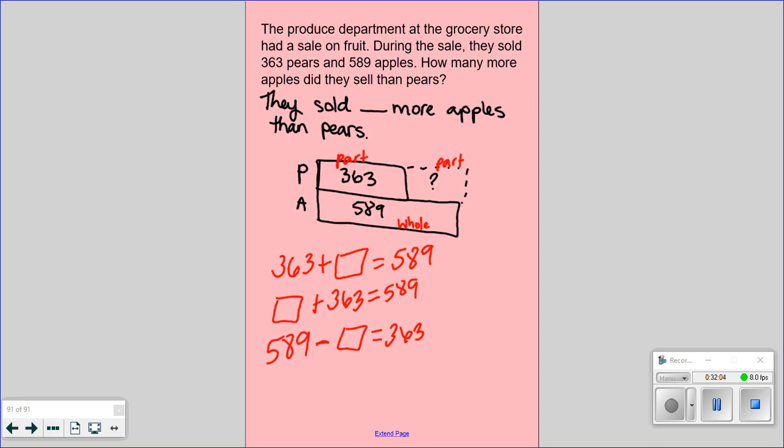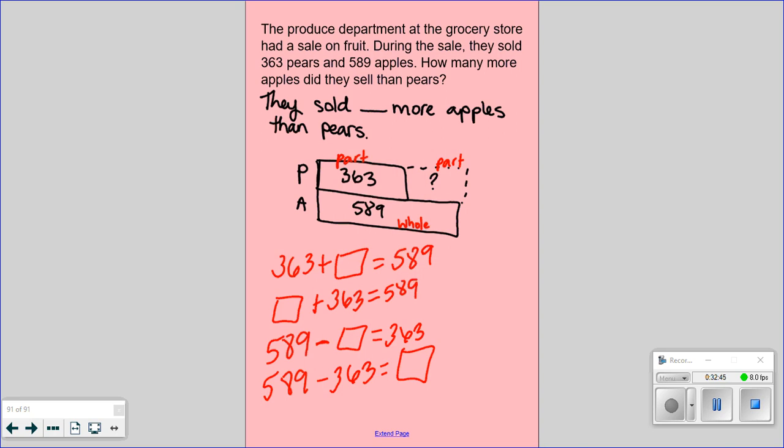Can I make a different subtraction equation? I still got to start with my total. 589. But I'm going to pick a different part to subtract. Well, you could do 589 minus 363 equals. All of those equations will work. Every single one of them.